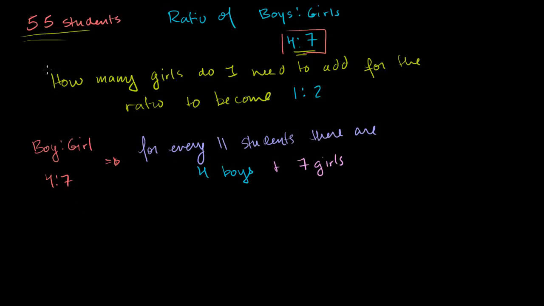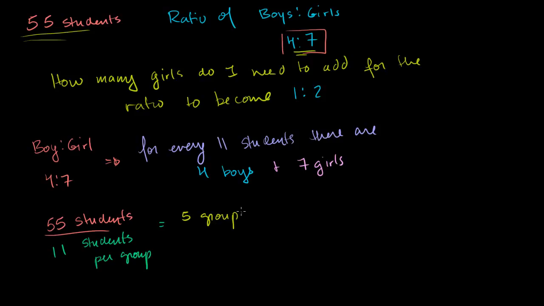Now, how many groups of 11 students are there? We have 55 students total, and we're breaking them into groups of 11. We divide by 11 students per group. So how many groups of 11 students do we have? That means we have 5 groups of 11 students.